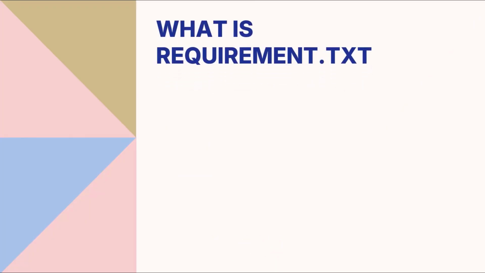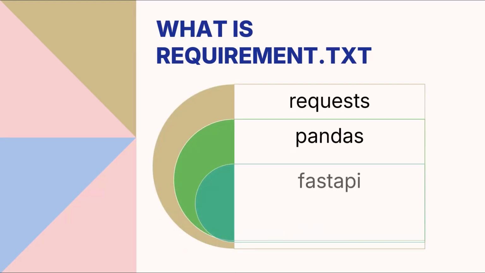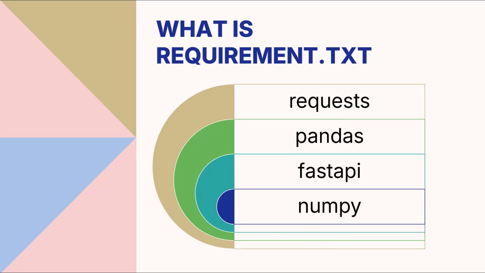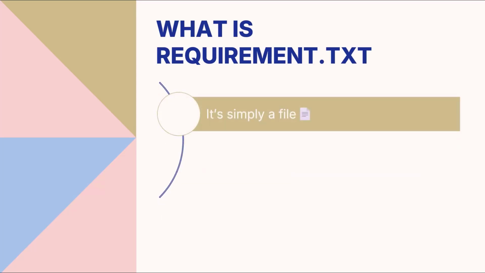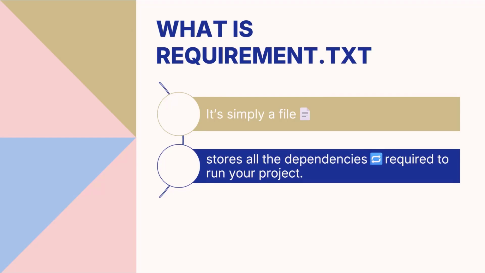Now let's jump to our first topic and first understand what this requirements.txt file is. Whenever you build your Python project, you install external packages like requests, pandas, FastAPI, numpy. Now imagine sharing your project with someone else. How will they know which packages and which versions your project basically needs? That's where the requirements.txt file comes in. So what is this requirements.txt file? It is simply a file that stores all the dependencies required to run your project.